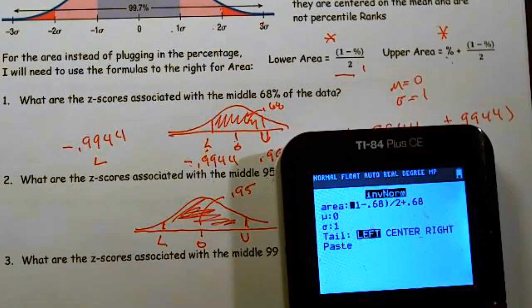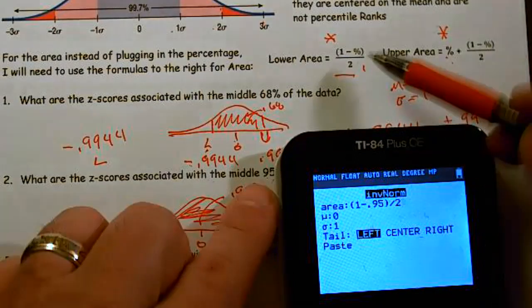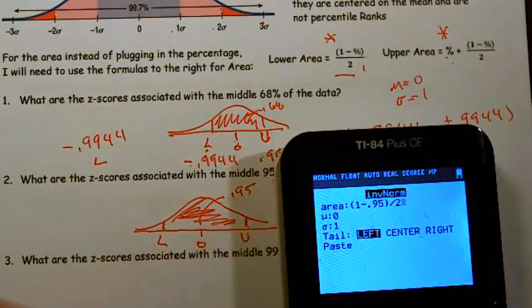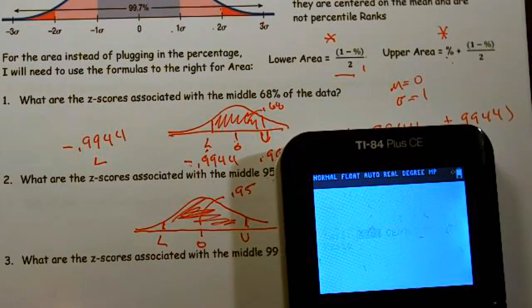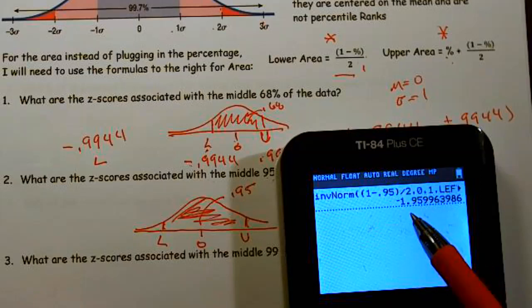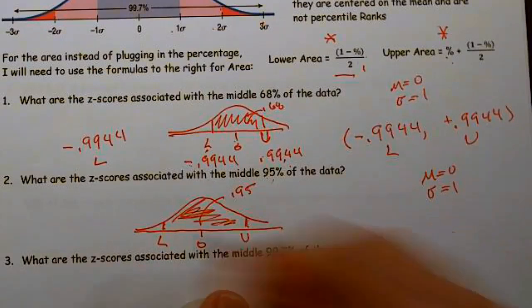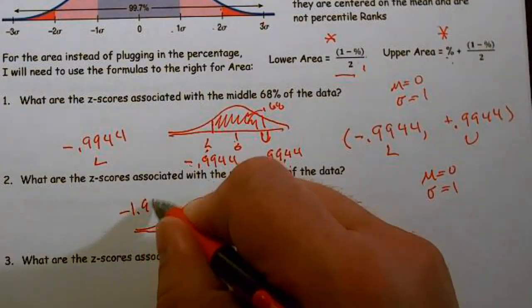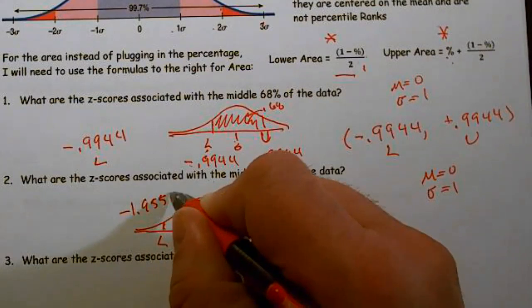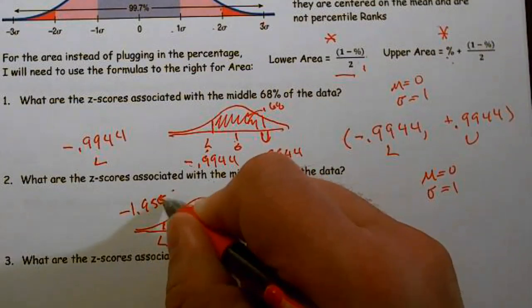So I'm going to go back up here and clear that out. And I'm going to go parenthesis 1 minus 0.95, close parenthesis, divided by 2. There we go. All right, because that's just using that percent. Make sure you put that as a decimal. And we end up with negative 1.599, and I just truncate. So my lower bound is negative 1.599.